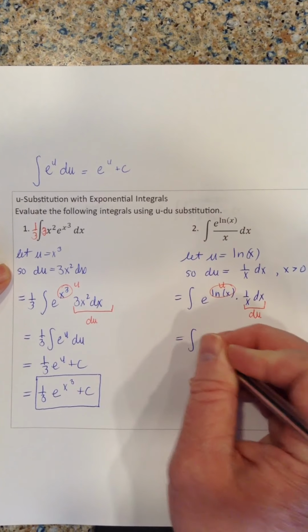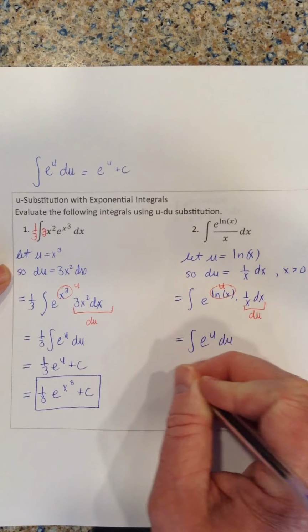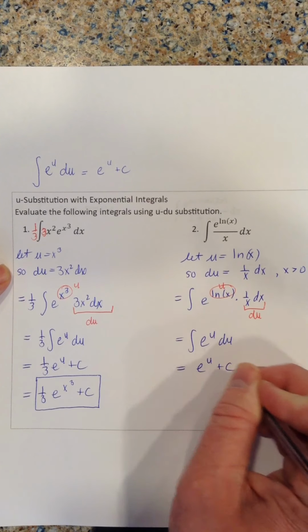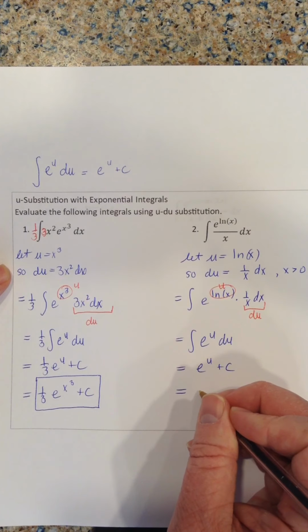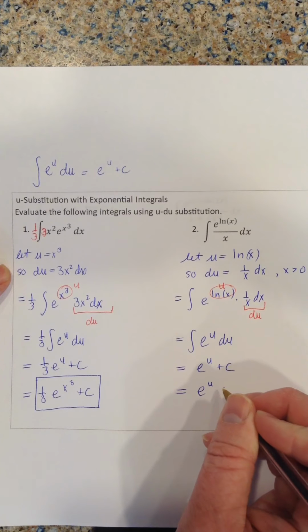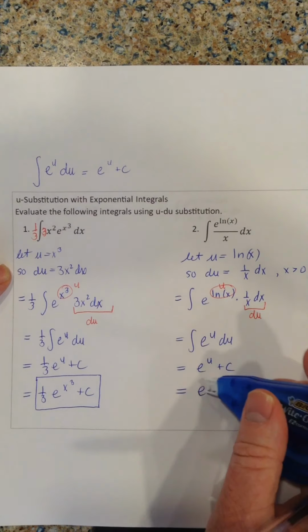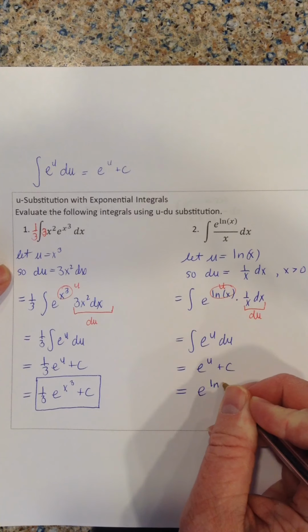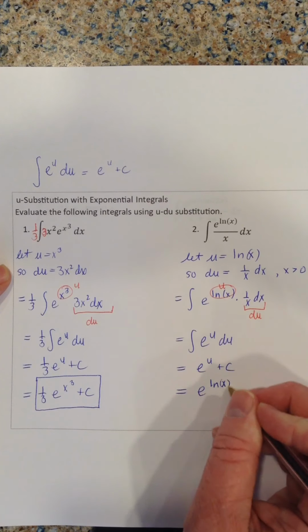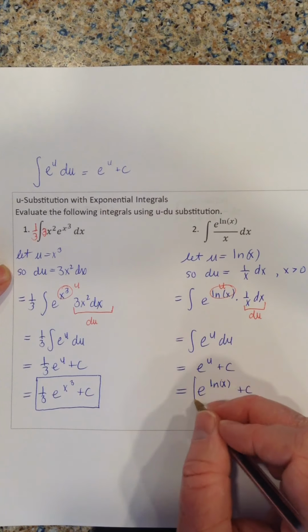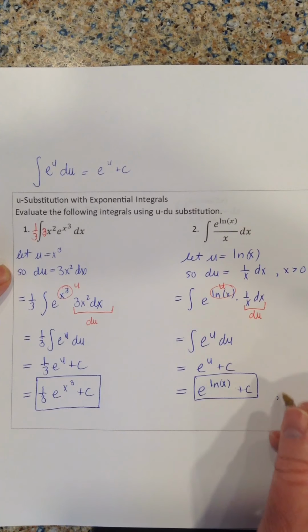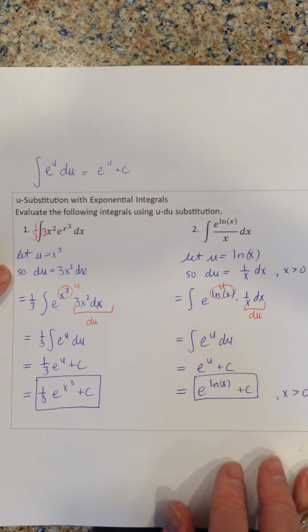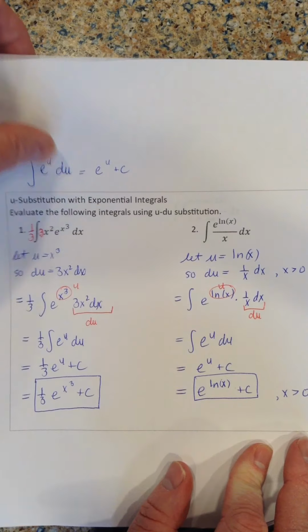So I get e to the u du, which the integral is e to the u plus c. So I get e to the u. I wanted to plug in what my u was, my function x, so e to the natural log of x plus c. And of course we know that x has to be greater than 0, and not even equal to 0. Alright, look at two more.